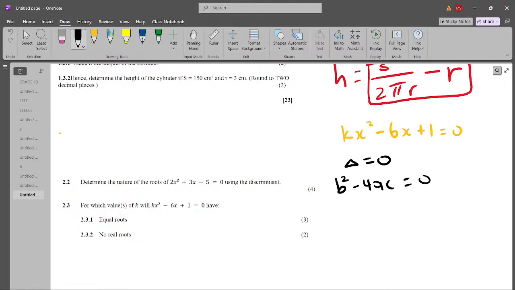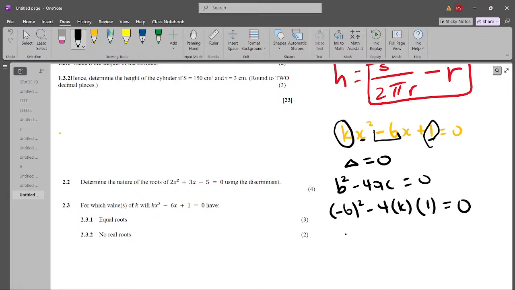This is equal to 0. What is b? Here's our b, minus 6. We take it with its sign: minus 6 squared minus 4. What is a? Here a is represented by the letter k. Remember, you don't take the x, you leave the x alone, you take the coefficients only. And then c is represented by the 1, and this is equal to 0. Therefore, negative 6 to the power of 2 is 36, minus 4 times k times 1 is minus 4k. This is equal to 0. And then take 4k to the other side.